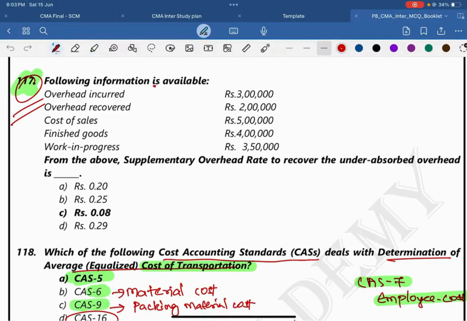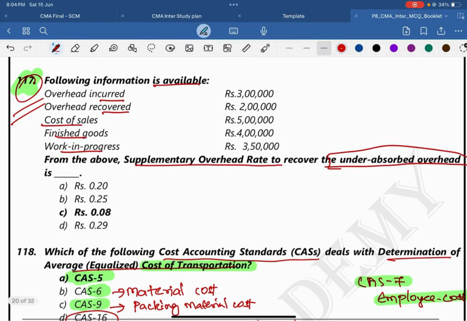In this, the information is given below. Overhead incurred is given, recovered is given. There is some cost of sales, finished goods, work in progress given. They are asking for the supplementary overhead rate to recover the under absorbed overhead. Very simple. The difference between them is rupees 1 lakh. How has this 1 lakh arrived? That's what they are asking, the percentage.